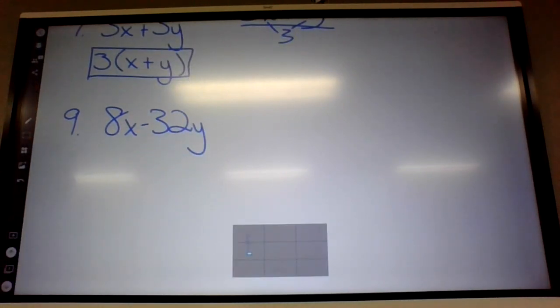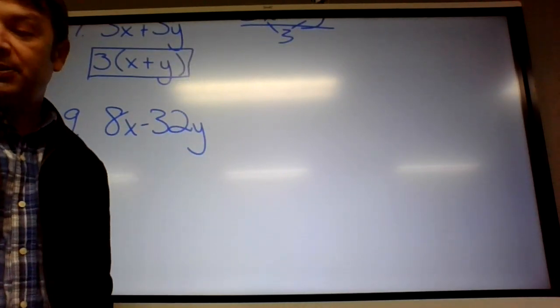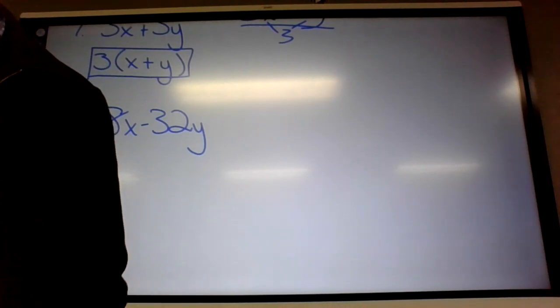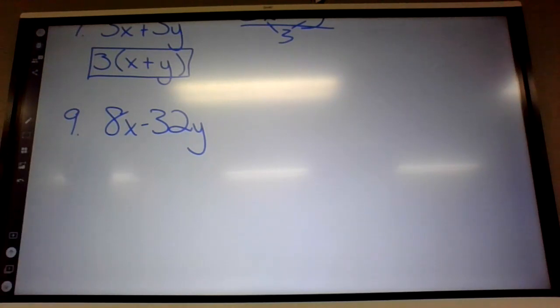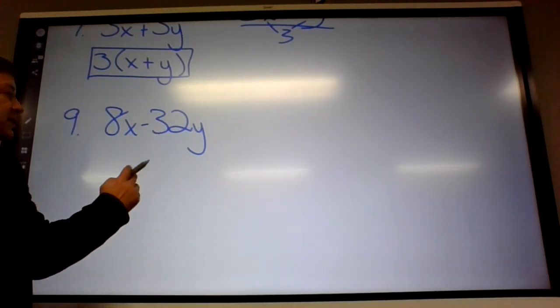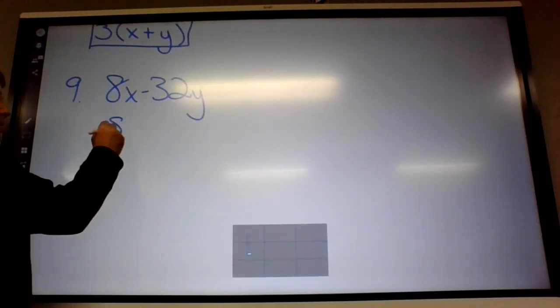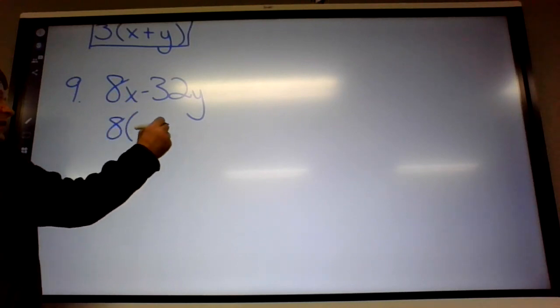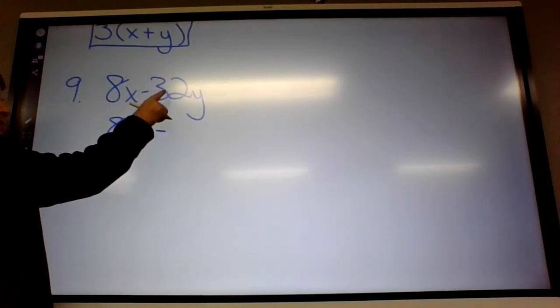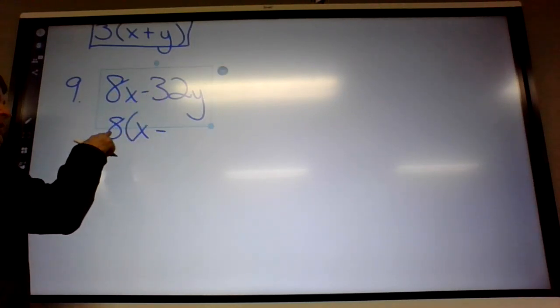Number 9, 8x minus 32y. I don't know if they did any letters on this one. Not until the B section. I probably should have done more B's. Yeah, 8 goes into both of these, so I'm going to put an 8 outside here. What's left if I divide by 8? It'd be x minus 32 divided by 8.